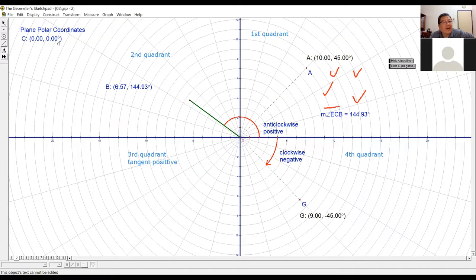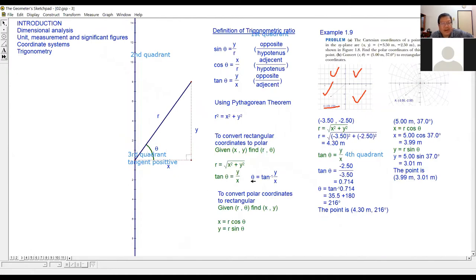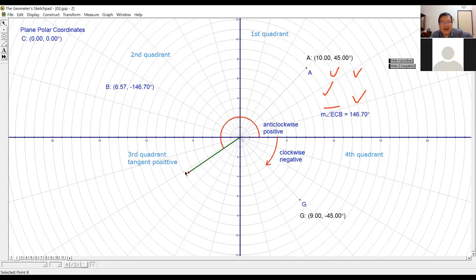Why cannot move already? Okay. Now 35 is actually somewhere here, right? I say 35 is in the first quadrant. Now ours is over here, right? The angle is in the third quadrant. Now how to get this angle in the third quadrant? What you need to do is you have to add 180, right? You use this number 35. You add 180, then you will get the corresponding angle in the third quadrant.